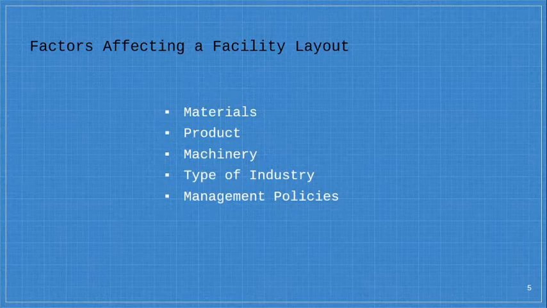The next is types of industry. So better training of workers and supervisors, encouraging empowerment and reducing administrative burden. The next is management policy. So overall management policies and future direction of the organization and design of the facility will be designed by the facility layout, which should consider overall objectives set by the organization.